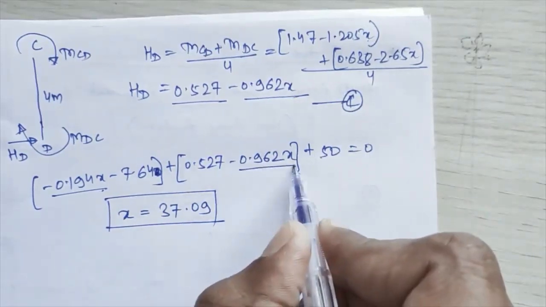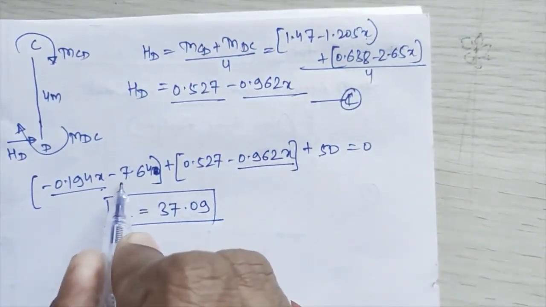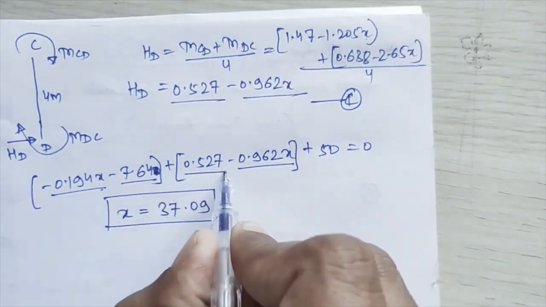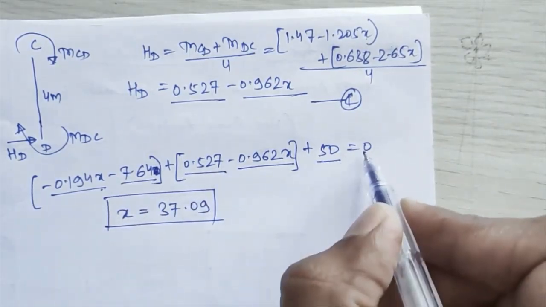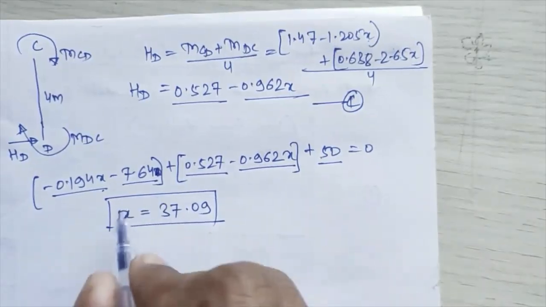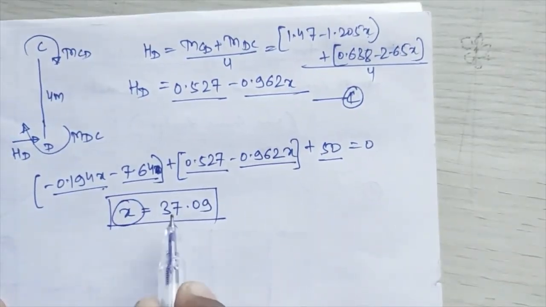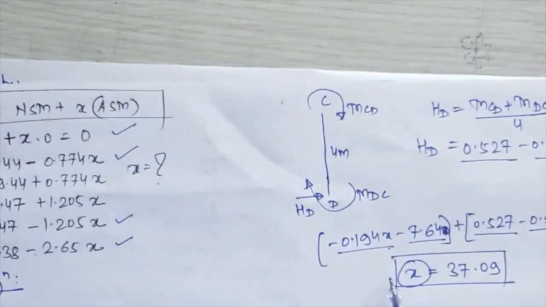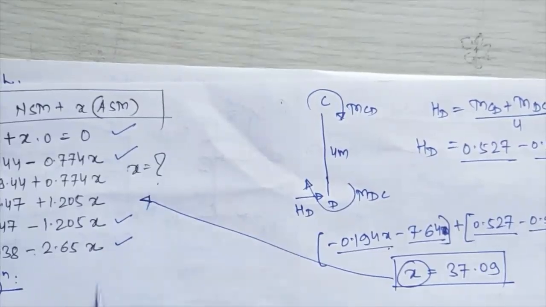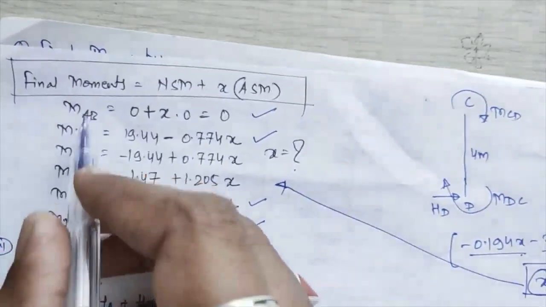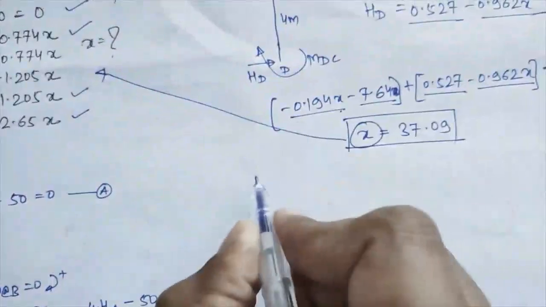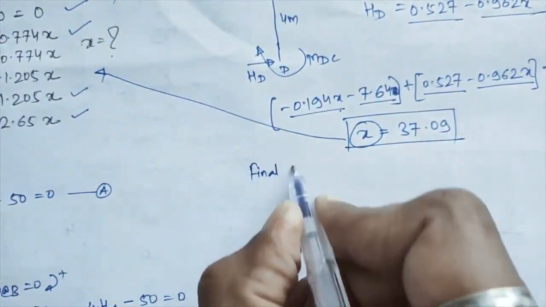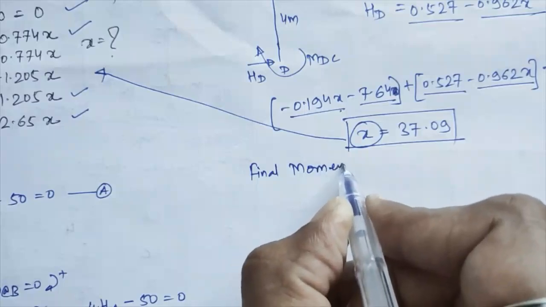0.194 of x minus 0.962 of x, that will get simplified. Minus 7.64 plus 0.527 plus this 50 equal to 0. So from this I can calculate the value of x here, that I am getting as 37.09. So now what I'll do, I'll substitute this x value in these equations. What I'll get? I'll get the final moment values. So here I'll write those final moments after substituting x.